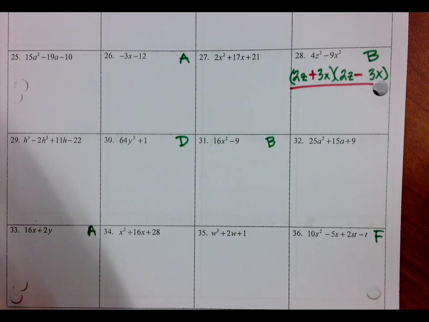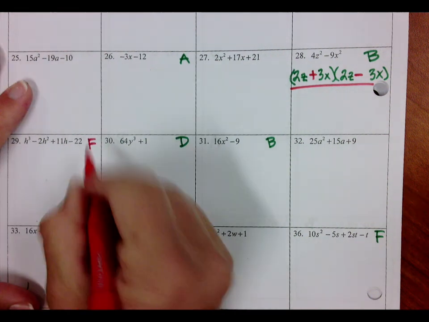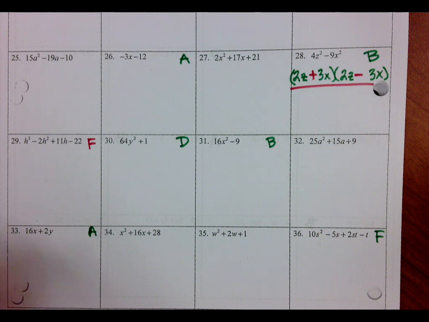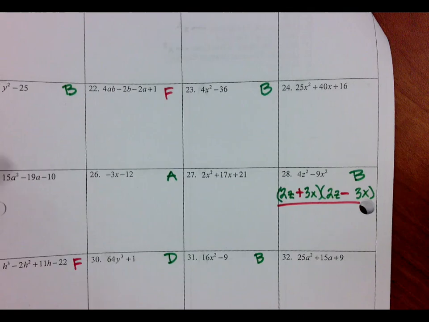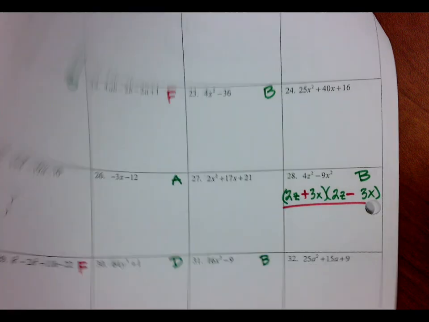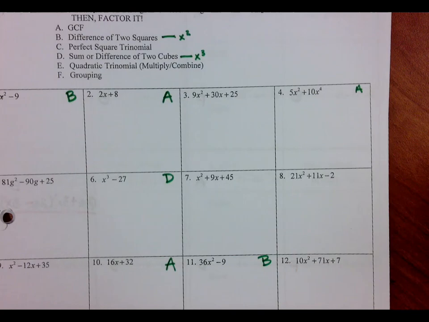Then I would go back and look for the grouping ones next because those are obvious, right? Those are 4's. So then this is a F. 29. What's another one? 22. Any on the front? Nope. So just those 3.